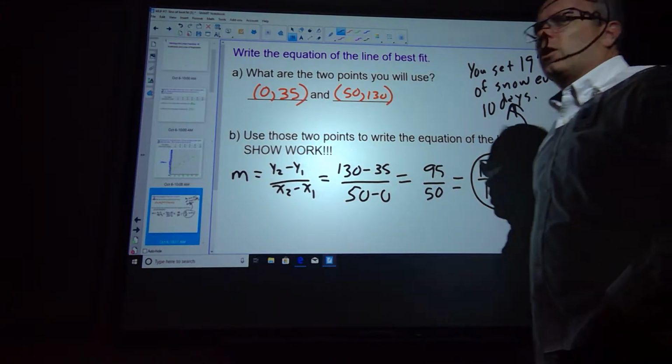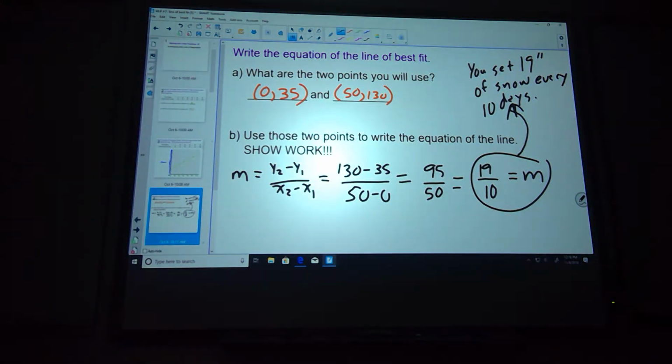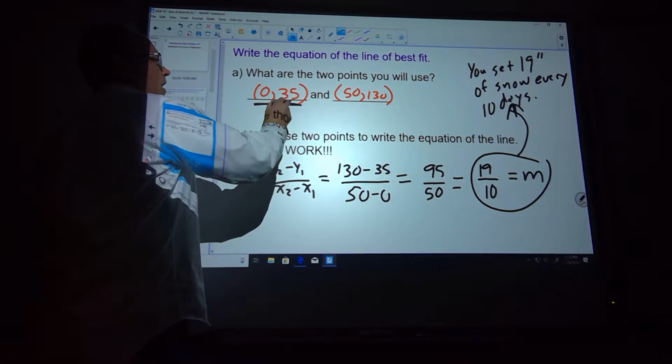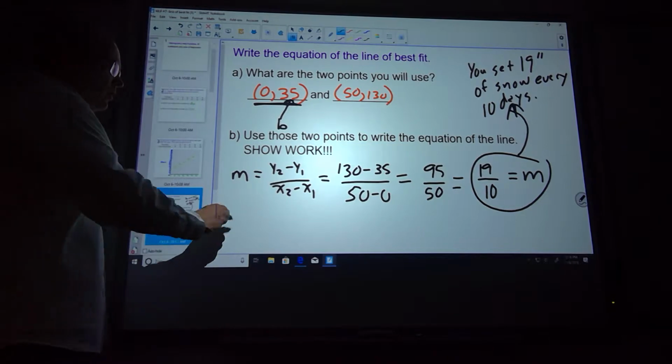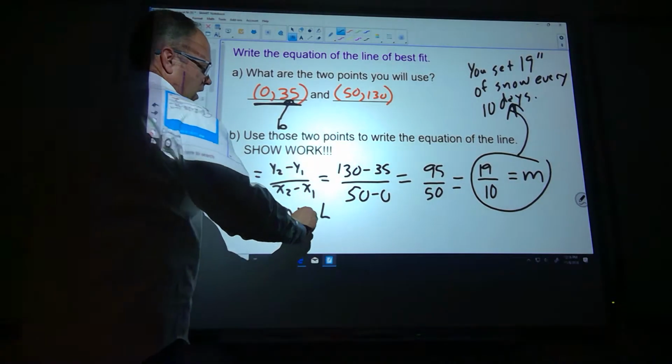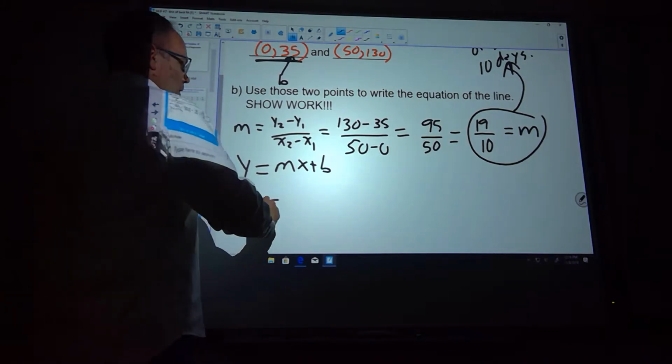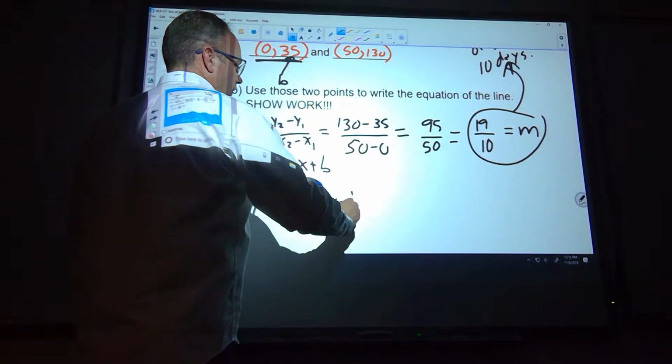All right, so have we found our equation for the line of best fit? I found the slope so far. I plotted the line of best fit, but I found the slope. What's the next thing to do after you find the slope? Pick a point. Now, 0,35 is a great point. Why is 0,35 a great point? That's where it starts. But what's 0,35? The y-intercept. So if this is the y-intercept right here, is that value b? And if that value is b, that means I can plug into y equals mx plus b because I found my slope already. Agreed? So I have y equals 19 over 10 x plus 35.